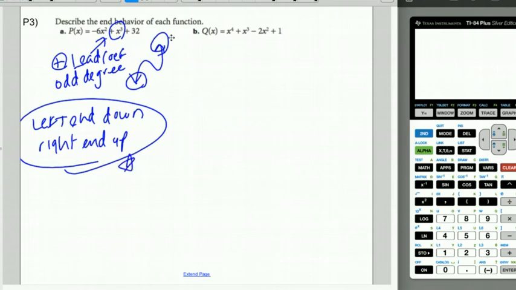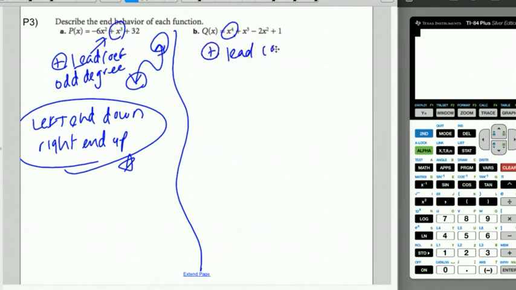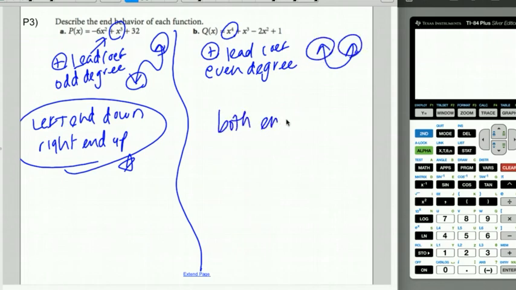If we do the second one, right, I look through all these and realize that my highest power is the x to the fourth. So this is a positive leading coefficient. It's an even degree. So this is basically going to behave like an x squared, right? It's going to look like this. Both ends are going to go up. Both ends up. And that's it.